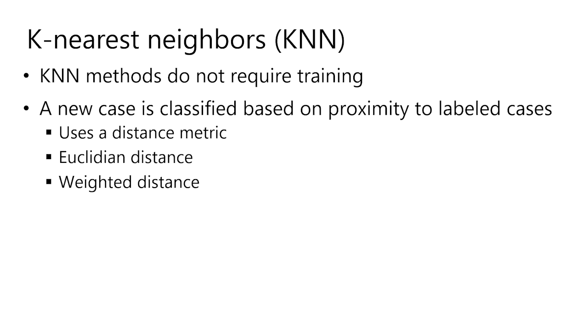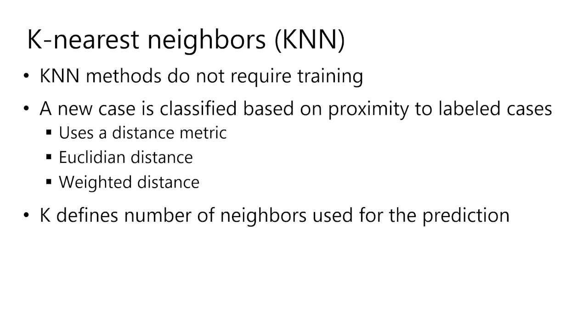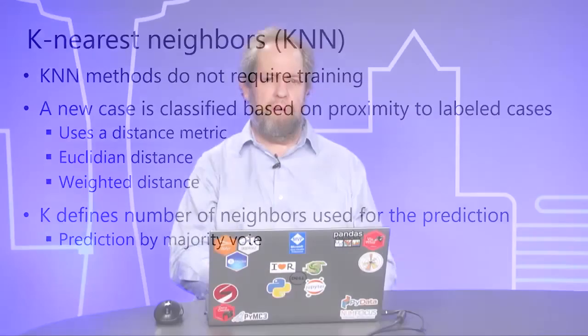We can also use weighted distance. We may care if one case is close to another. We may want to weight that higher than one that's further away. And K, the K in K nearest neighbors, or KNN, defines the number of neighbors we're going to use to make that prediction. And the basic algorithm then is really simple. Once we know how to compute the distance and weight or not weight the distance, we basically go for a majority vote. And that's the label that we are forecasting or predicting for the K nearest neighbors algorithm.